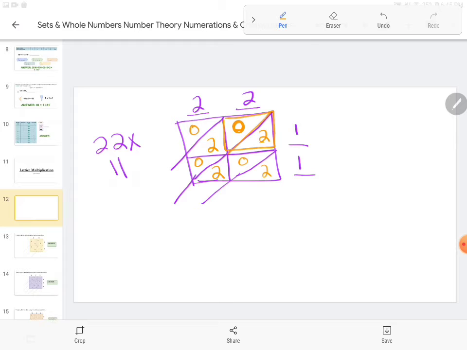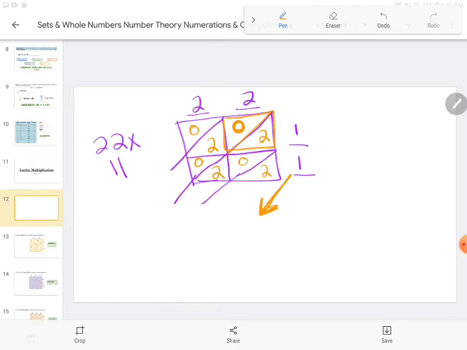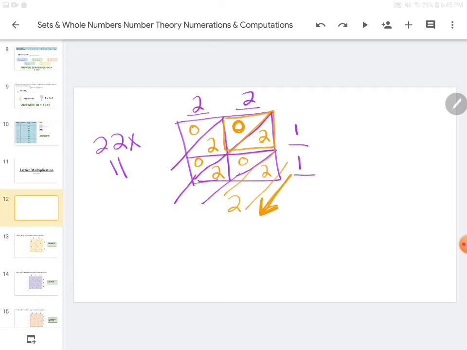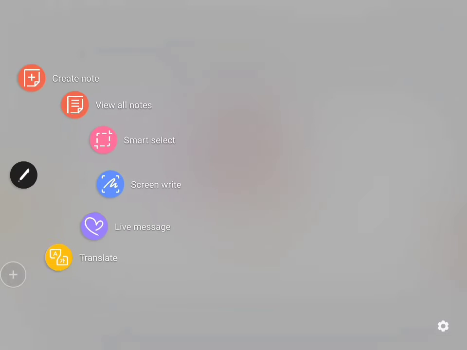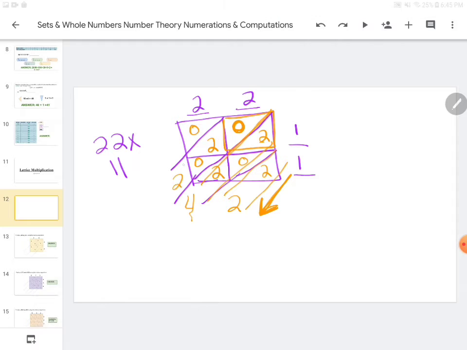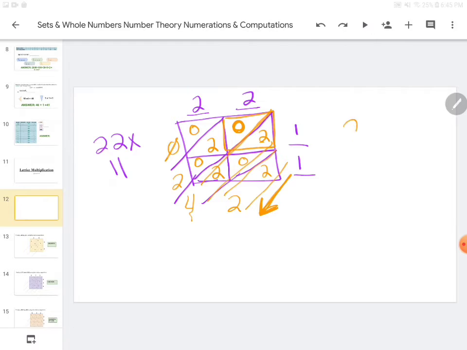Now, in order to solve for 22 times 11, we are actually going to go down this way, and we're going to add all of our numbers up until we get the correct answer. So in this column, we have a 2, so that's going to be 2. In this column right here, we have 2 2s, so that's going to be 2 plus 2, or 4. For the third one, we have a 2, and for the final one, we have a 0. So in the end, our solution to 22 times 11 should be 242.